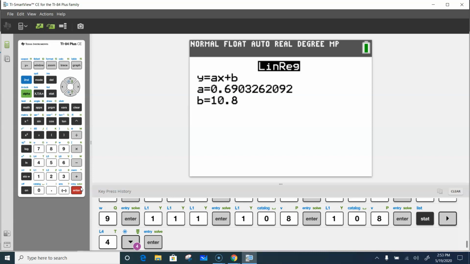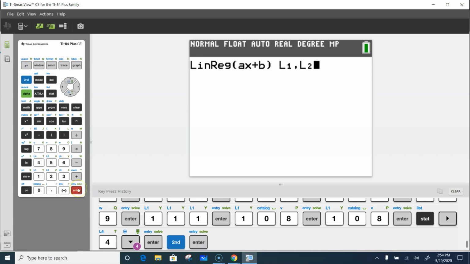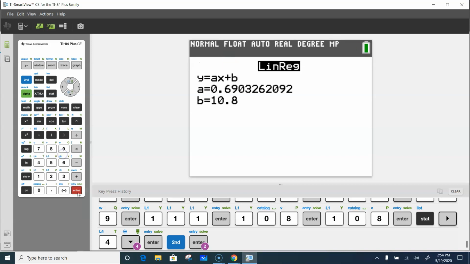Now if you don't get a screen that looks like this, I'll come right back to you in a second. Okay. So I also didn't get my r and r squared, so I have to run something on here. But if you got a screen that looks like this, second enter, linear regression, we want to put in L1, comma L2, and then we'll get that.